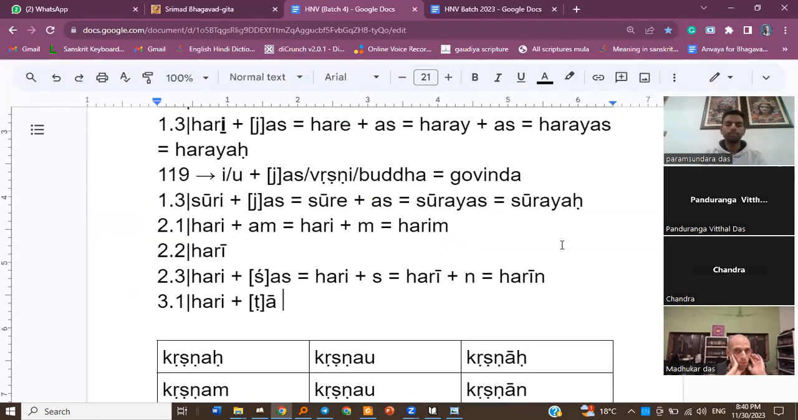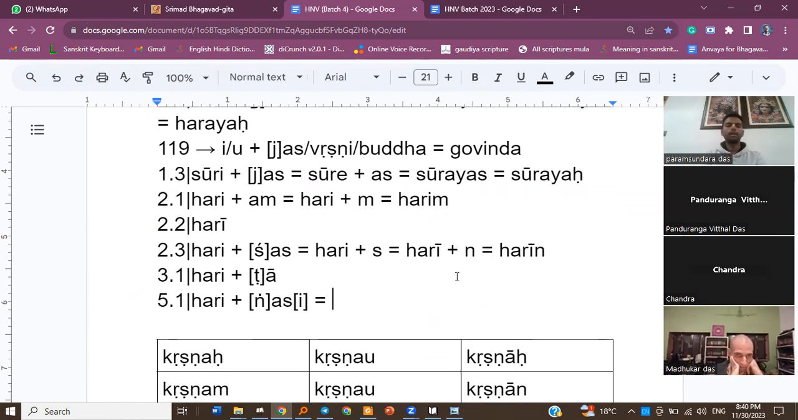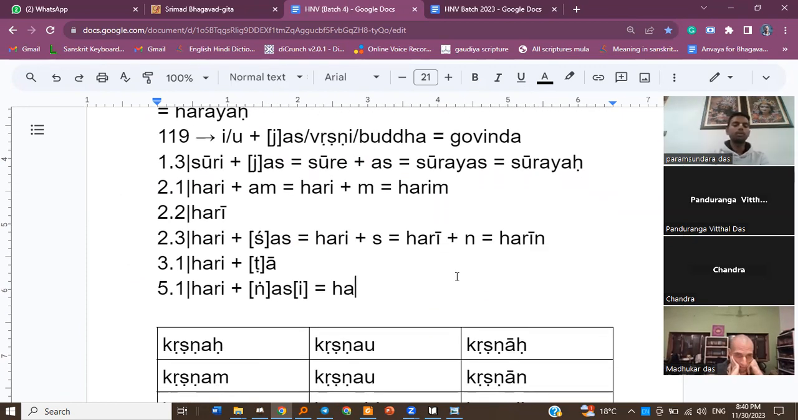Then Hari Nasi, Hari plus Nasi, that's 5.1. So we do Govinda first because Nasi is a Vrishni. So 119 says that even when Vrishnis follow, we do Govinda. So Hare plus the As of Nasi.